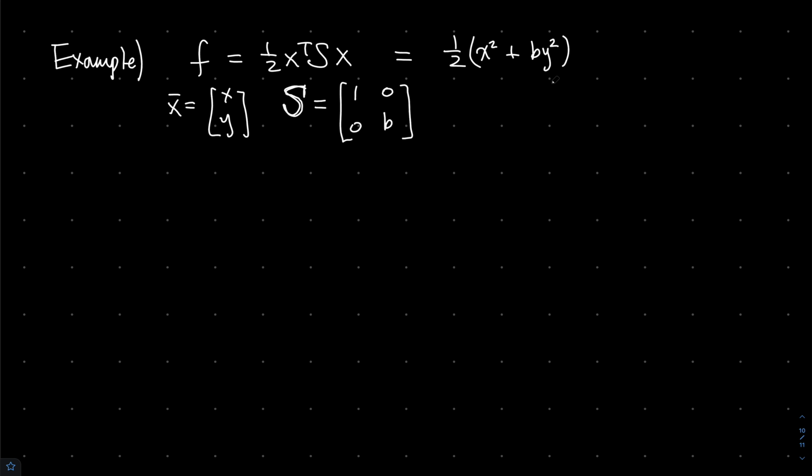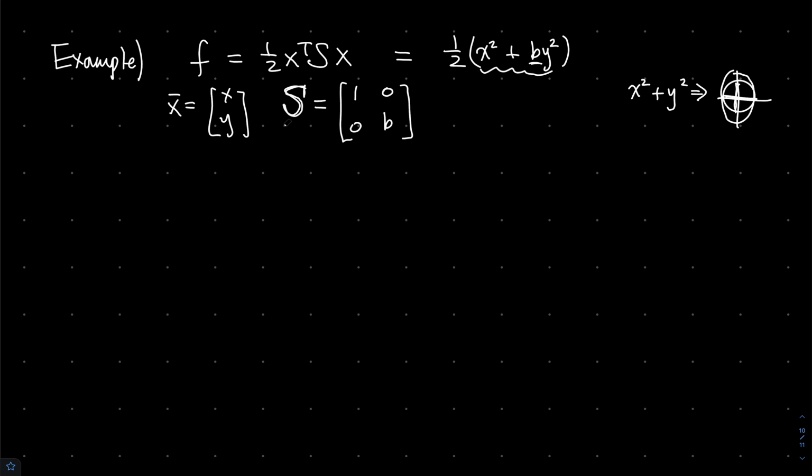Now, if we just write x squared plus y squared, what is this equation for? This is the equation of a circle, right? If we add this b constant, then the axes in the x and y directions might have different lengths, right? Then what does this equation represent? It becomes an ellipsoid, right? So this is an equation of an ellipsoid.